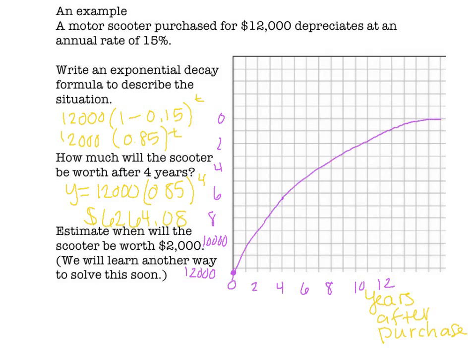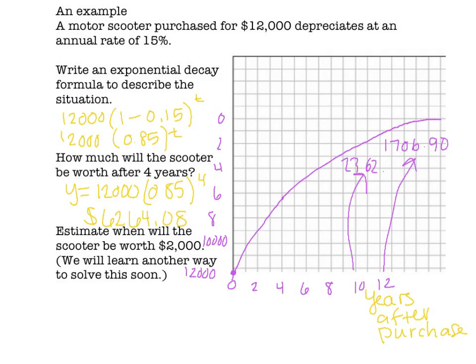But let's go ahead and try 12 years. If I put 12 years into that same equation, I get $1,706.90. So that's 12 years. And 10 years was $2,362.